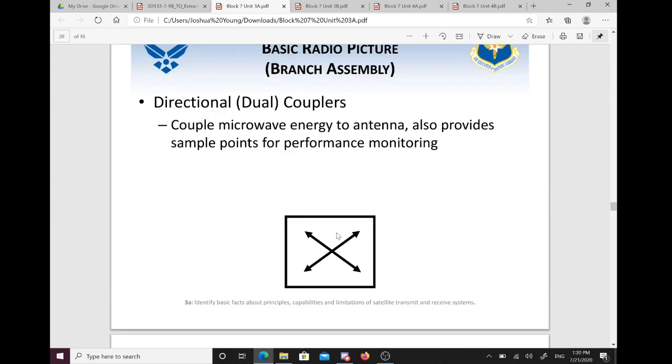The next component in our waveguide assembly is the directional coupler, which is a physical piece of equipment. And this is where I was telling you the sample point is created for performance monitoring. So it couples your microwave energy to your antenna and provides sample points.